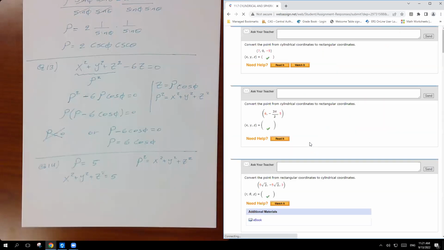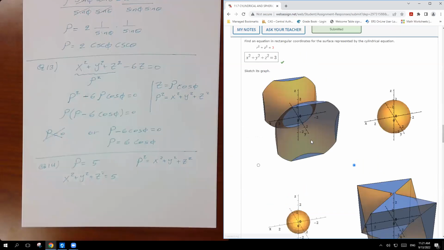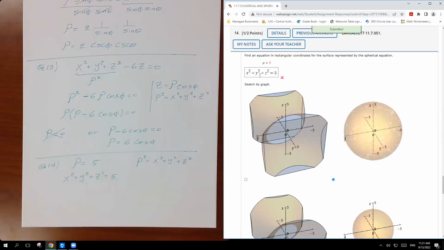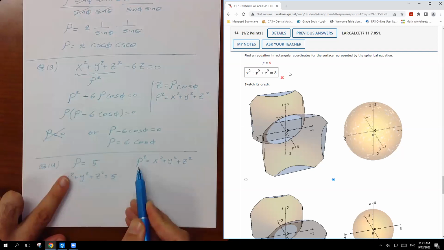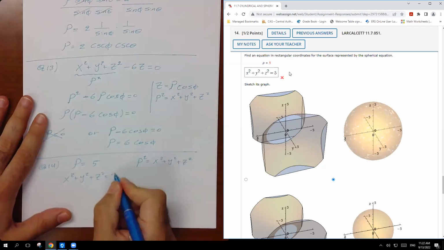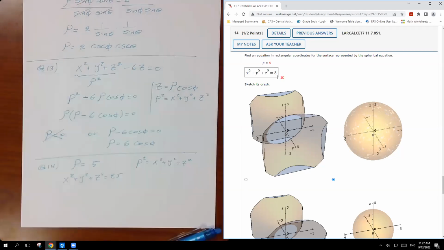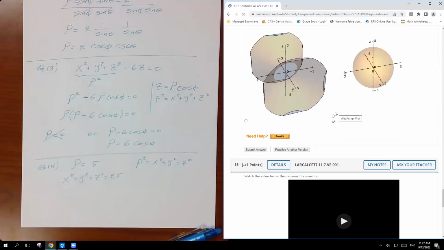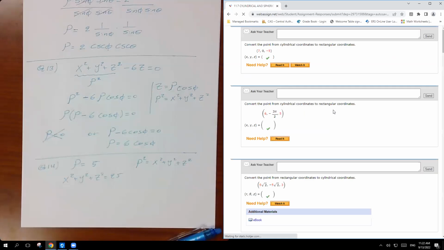That's it. The last two examples are the true and false. There's something wrong here. x squared plus y squared. Oh, I forgot to square this one. Because here's the wrong thing: this is rho equals 5. That means rho squared equals 25. So this one is 25. Yes, 2. And that's it.